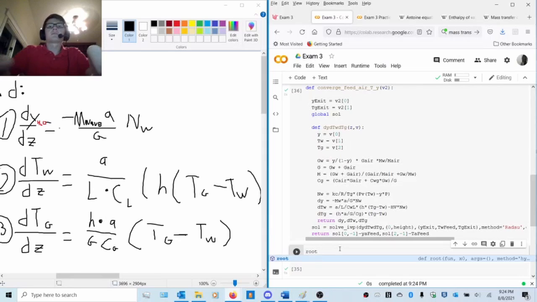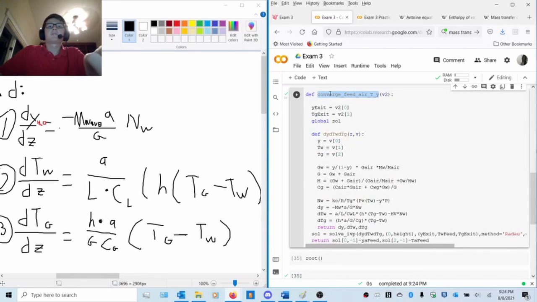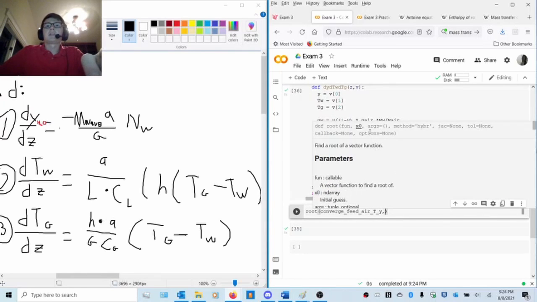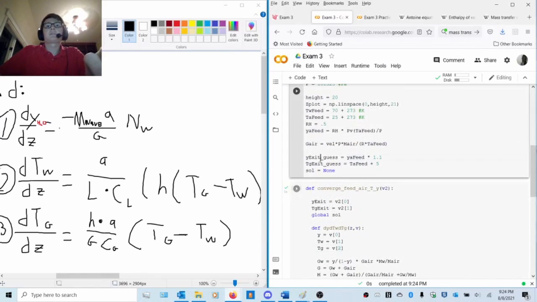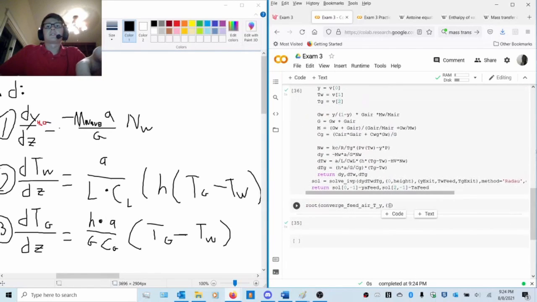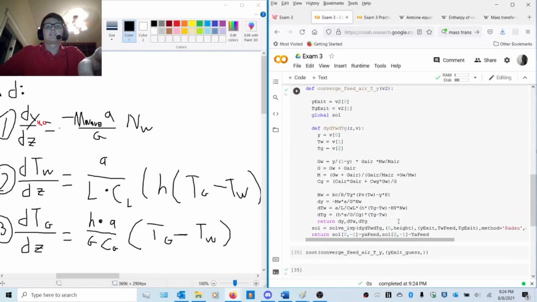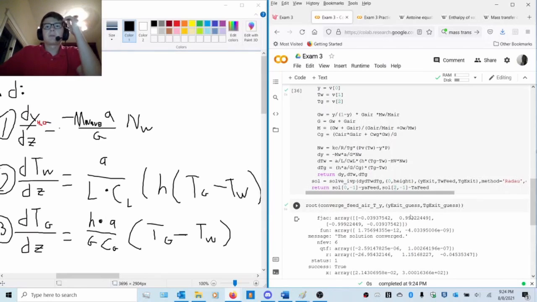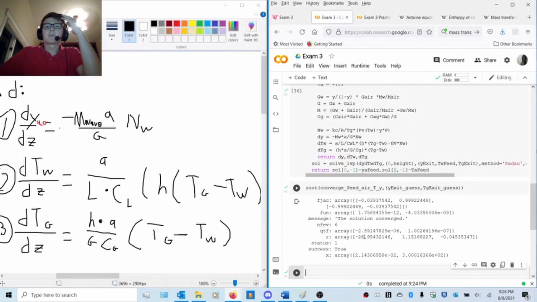So now we're going to use a root function. The root of the function, that would be this converge feed air temperature. Then the initial guesses, this x0, the initial guesses we did up here. So it's going to be the y exit guess and the TG exit guess. And then, I think that's all we need for root. So if we go ahead and run that, then the numbers we get look about right.